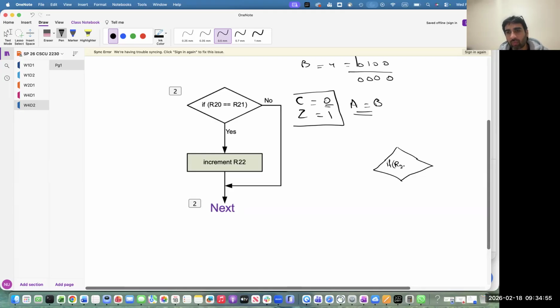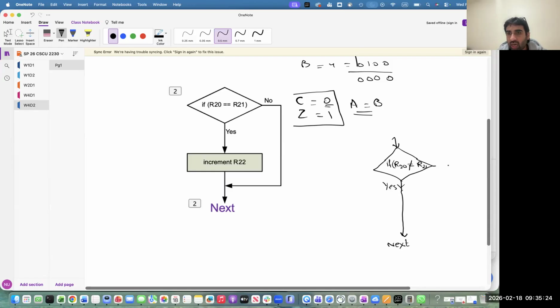diagram. So where you say if R20 is not equal to R21, what should we do if R20 is not equal to R21? If it is not, then what should we do? Go to the next instruction, right? Go to the next instruction.